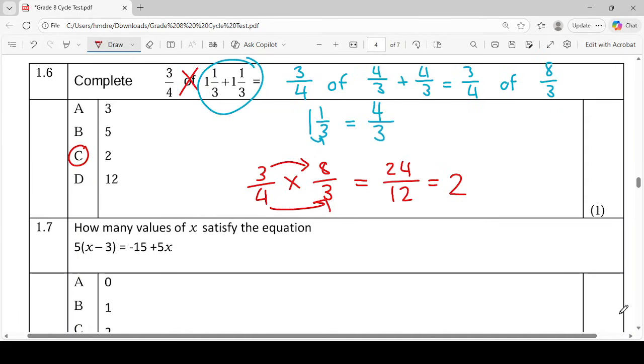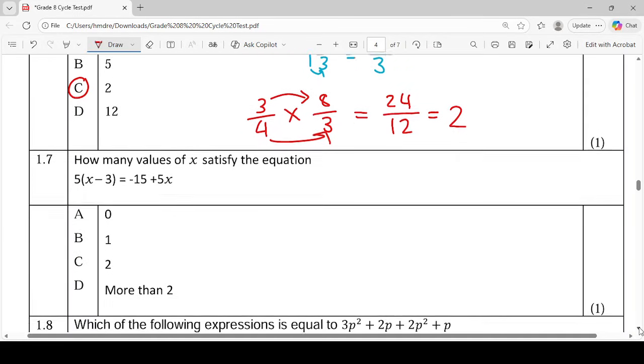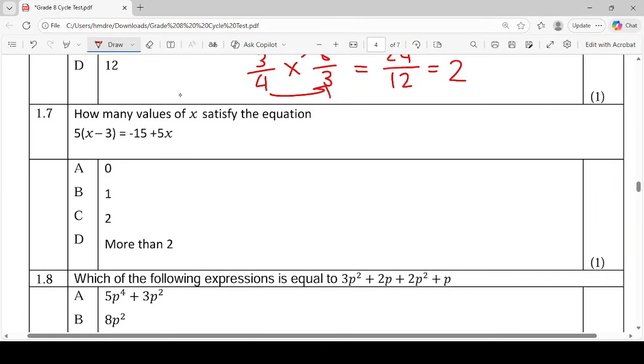Okay, 1.7. How many values of x satisfy this equation? So what I would do is I would multiply this out. Let's try simplify this equation a bit first. So 5 times x is 5x. 5 times -3 is -15. Is equal to -15 plus 5x.